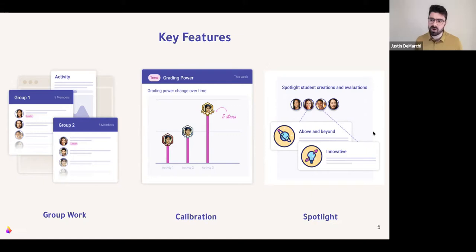And then spotlighting, which is something that Whitney uses. It's pretty simple. We probably do it already in many contexts, but it's when you come across a strong piece of work or a strong evaluation, you click that spotlight button and you're able to put that on your course profile so students can refer to that, and you can add a note so they can understand what exactly made that strong, what can they take from that for their own work.